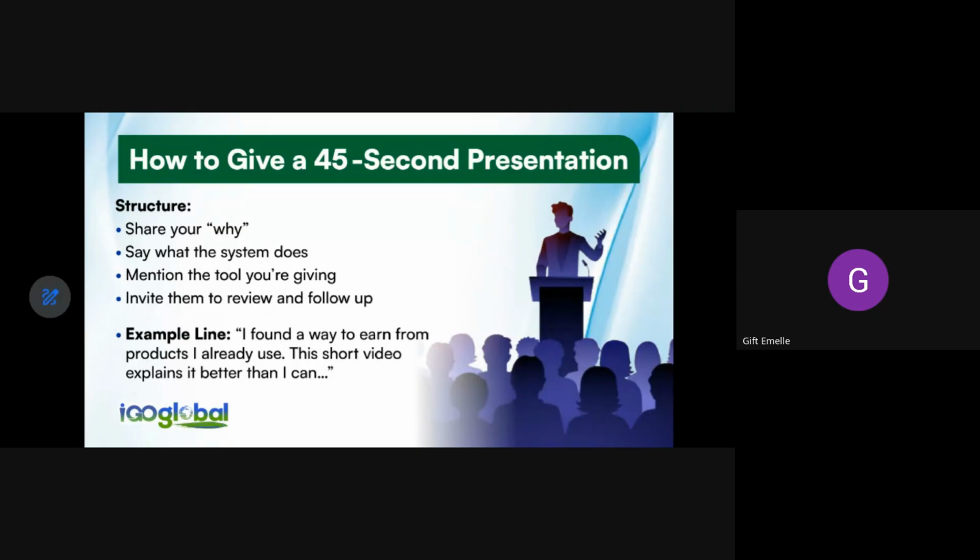Secondly, what the system does. Say briefly exactly what the system can help people like you and I achieve. The tools, you need to mention the tools. You will share the videos, the testimonials, the links, everything. These are the tools. Your back office is also a tool. Then the invite, you need to ask them to check it out. If you don't invite them, you're not doing it right. And don't forget the follow-ups.